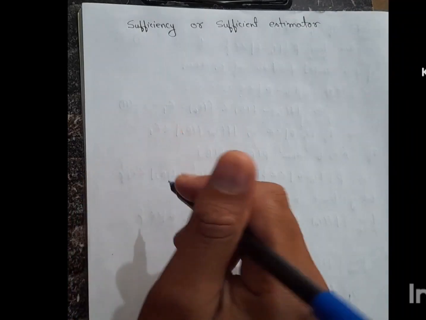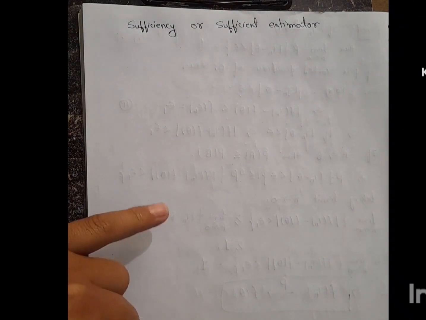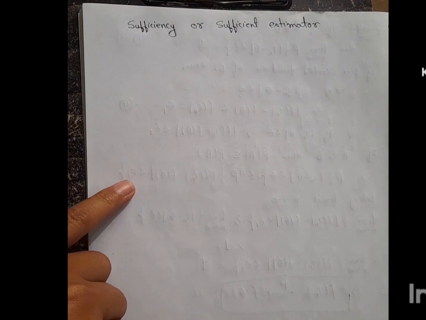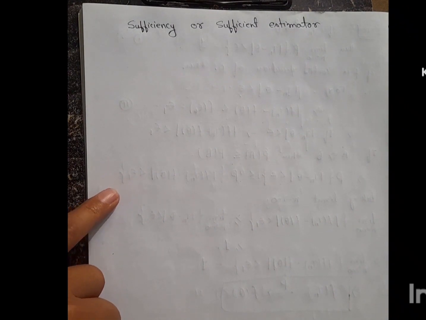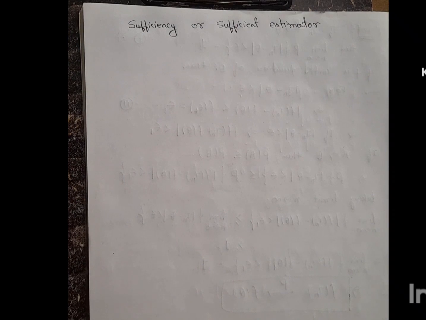Sufficiency, or the sufficient estimator, is the next property of a good estimator. We have already discussed mean square error, unbiasedness and consistency. So we discuss first what a sufficient estimator is, then we discuss the method to find a sufficient estimator.